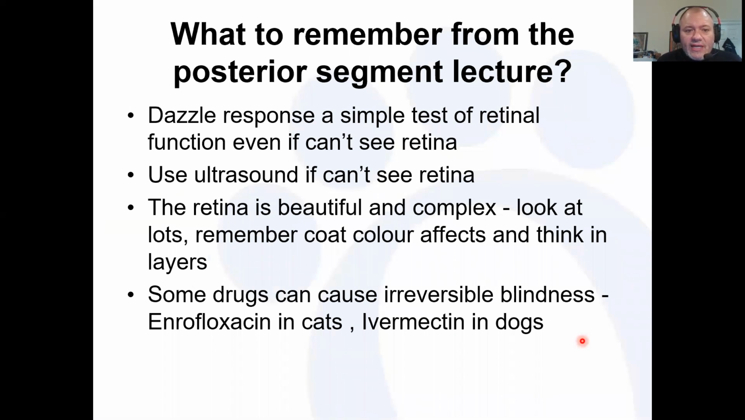So that brings us to the end of our talk about posterior segments. So remember the dazzle response, remember the ultrasound, remember to look at lots of retinas and look for those early feline bullous retinopathy lesions, and remember to be careful with drugs such as Baytril and ivermectin in dogs. That brings us to the end of our intraocular disease lecture.